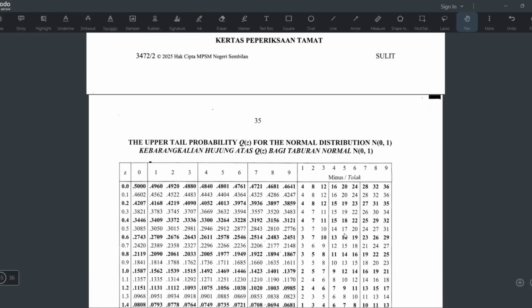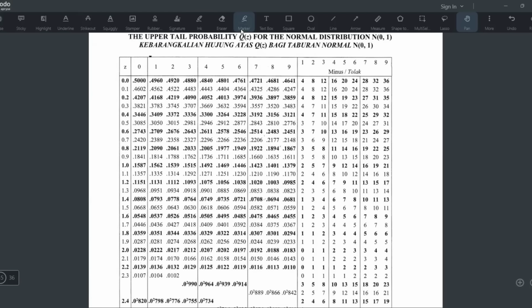Okay, where's the Z value table? Alright, here it is. So let me just find it. 238, 26, 25, 24, 24, 238, 9. But I want 238. So I have to tolak 9. So let's go to the tolak section, cari 9. So the answer is 0.713. Okay, 0.713. But of course, you have to put a negative.